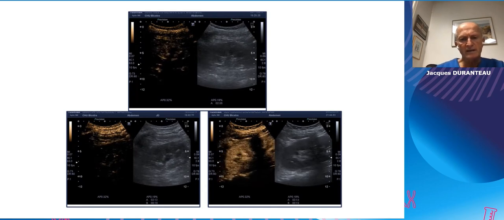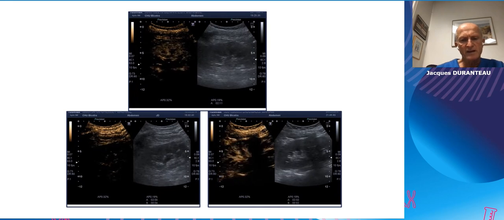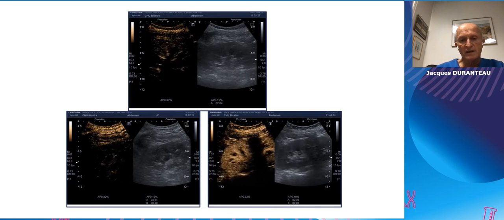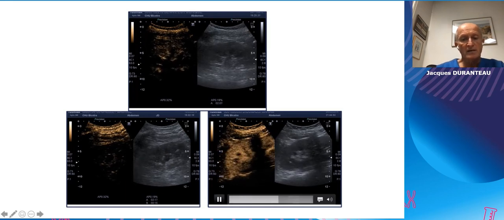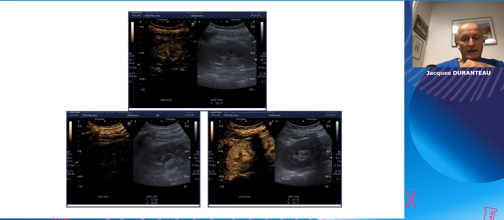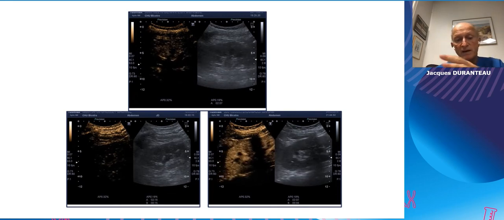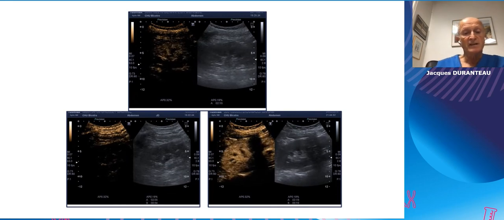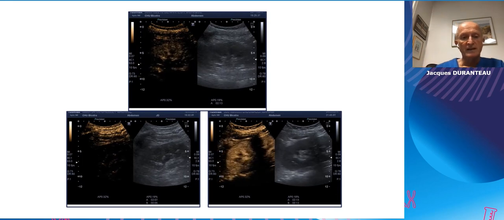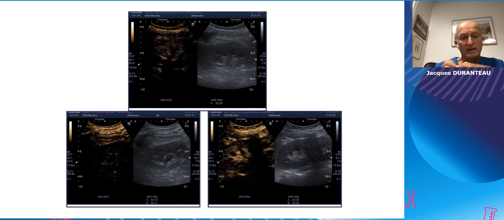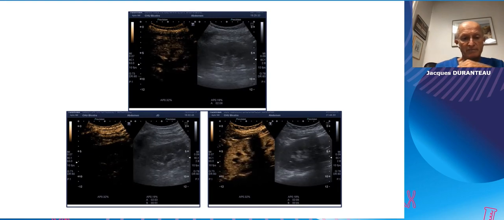So looking at this, it's easy to understand that in this patient, resuscitation will be completely different. In this patient, from my point of view, we do not have to give more fluid. And in this patient, maybe we have to give more fluid, maybe we have to increase the mean arterial pressure. We have to do something because the kidney has no perfusion.